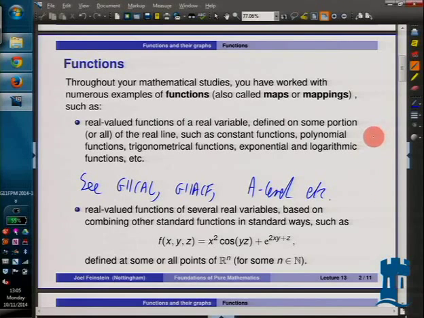That was mostly about functions of one variable. Here's some functions of two variables. A function of x, y, and z, where x, y, and z are real numbers. It's just I wrote a random thing down here. x squared cos of yz plus e to the power of 2xy plus z, just any old function. You can combine functions in standard ways and get other functions. So I'm not going to tell you much new about that.